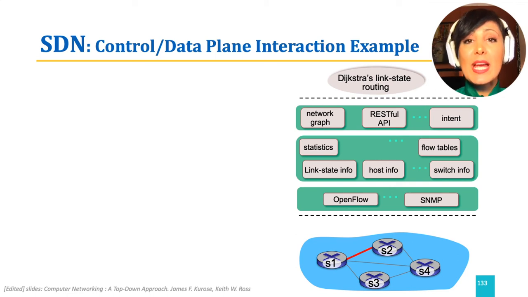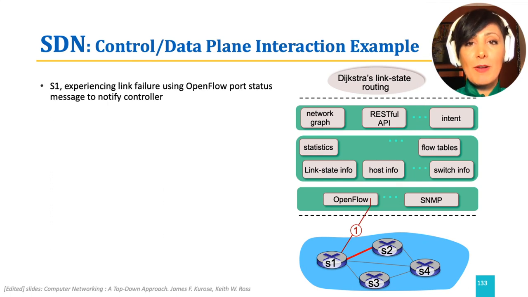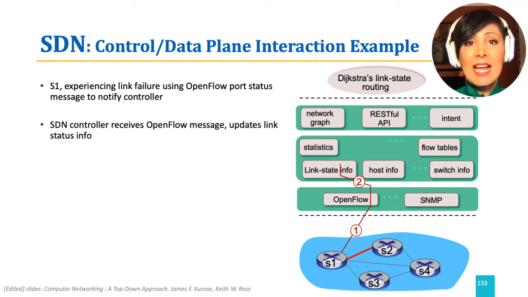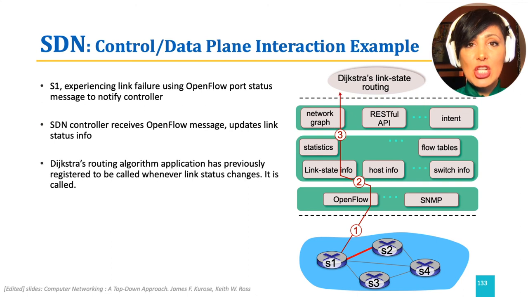Suppose switch S1 is experiencing link failure. It informs the SDN controller using an OpenFlow port status message. The SDN controller receives the OpenFlow port status message and updates its link status information. Dijkstra's routing algorithm running in a network controller application has previously registered to be called whenever link status changes. It is called using the northbound interface.